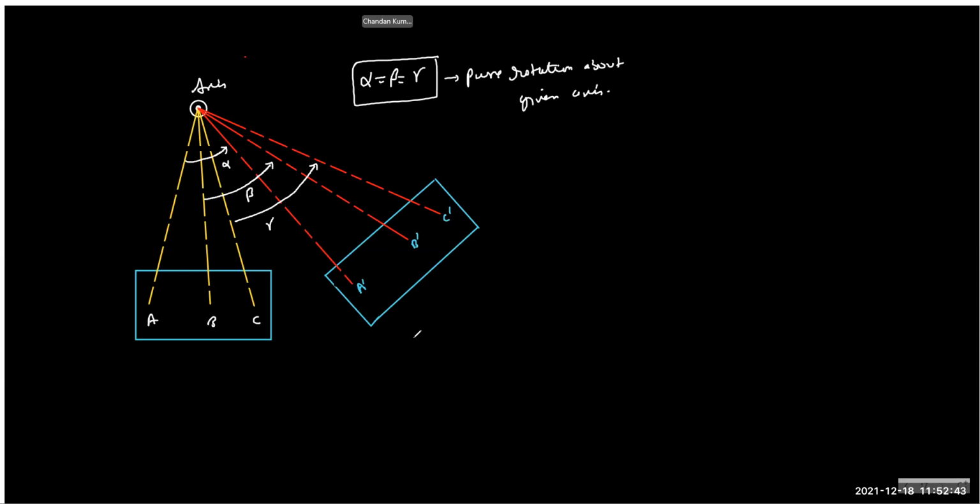Now this is something we can go deeper into and try to understand. Imagine if I draw some random shape body. Imagine this is a random shape body. Any body, you can just think of it.